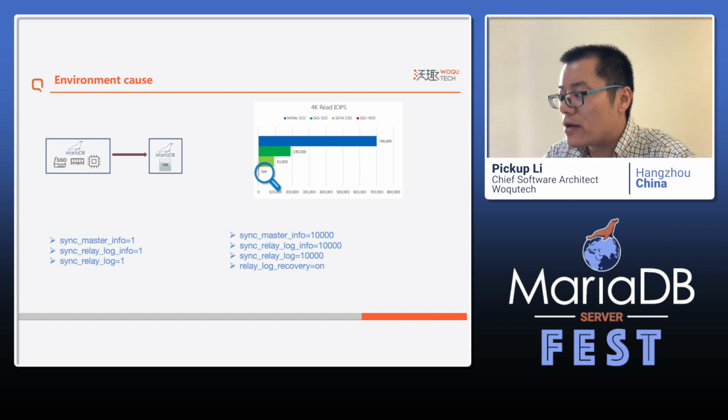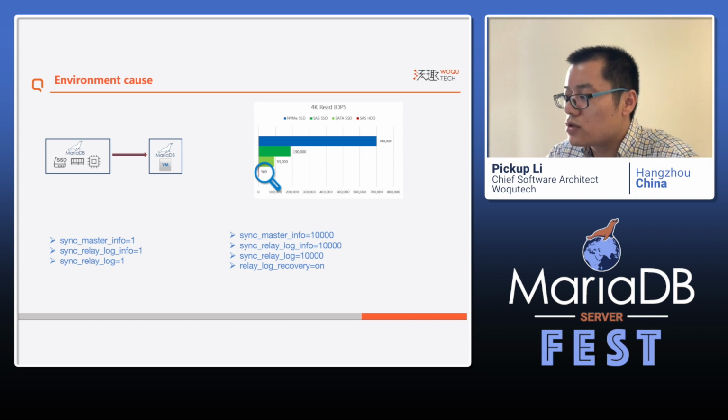Parameters set in MariaDB may also increase the replication delay. Let's look at these parameters in the slide. If the parameters sync_master_info, sync_relay_log_info, and sync_relay_log are set to 1, every time the I/O thread pulls an event from the master, it needs to sync the relay log and the master info file.